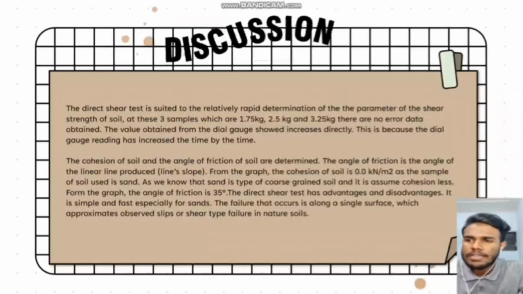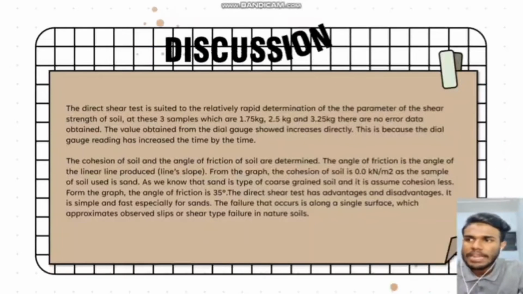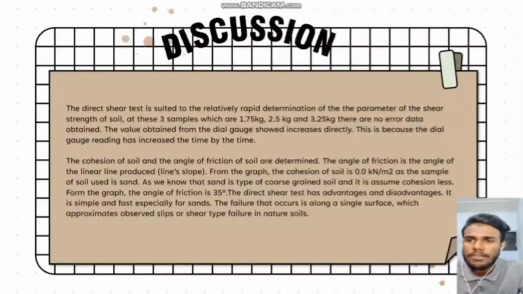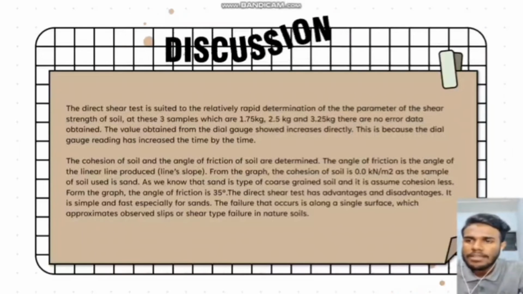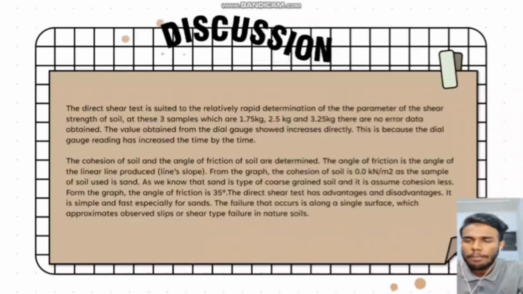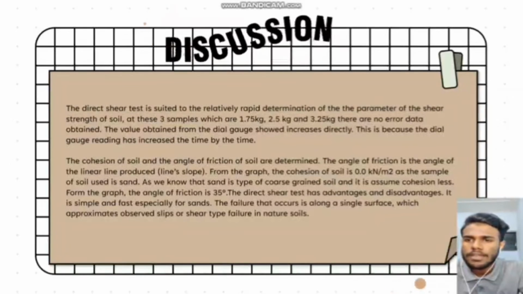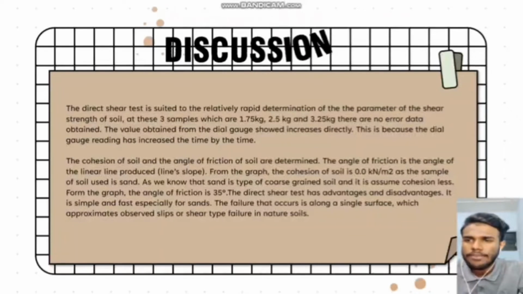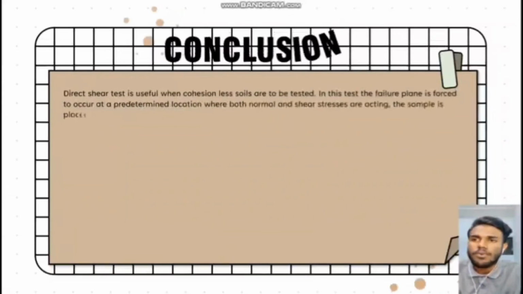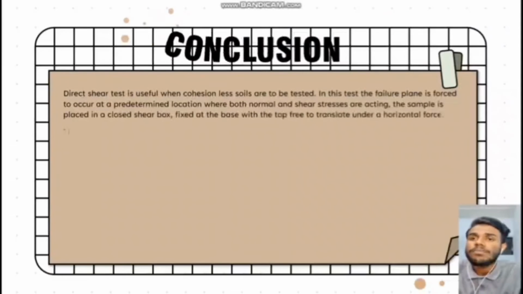The direct shear test has advantages and disadvantages. It is simple and fast, especially for sand. The failure occurs along a single surface, which approximately resembles the slip or shear type failure observed in natural soil. Let's move on to the conclusion.